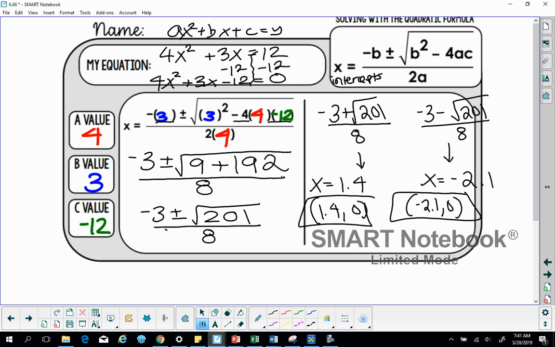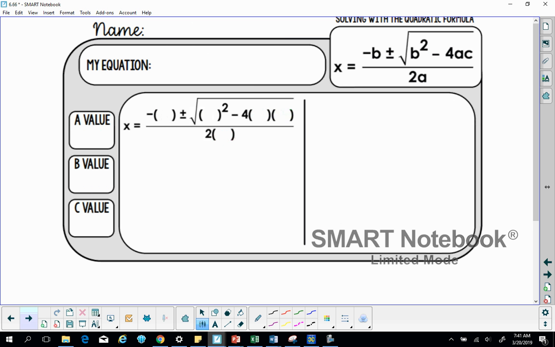All right. I'm going to give you another one, and I'm going to lag behind to see how you're doing. So this one's going to be x squared plus 32 equals 12x. So first, is everything on one side of the equation? If it's not, move it. So I'll give you a few seconds.